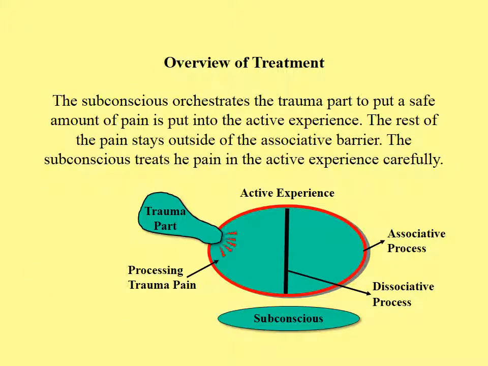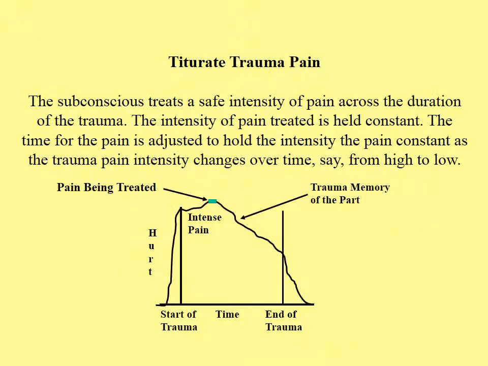The subconscious orchestrates the trauma part to put a safe amount of pain into the active experience. The rest of the pain stays outside of the associative barrier. The subconscious treats the pain in the active experience carefully. The subconscious treats a safe intensity of pain across the duration of the trauma. The intensity of pain treated is held constant.